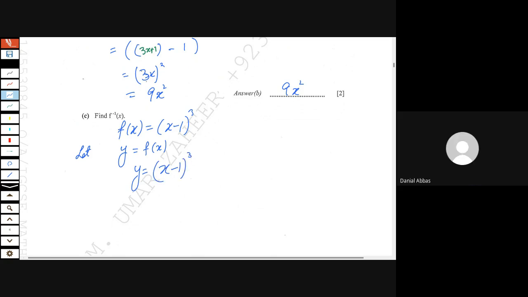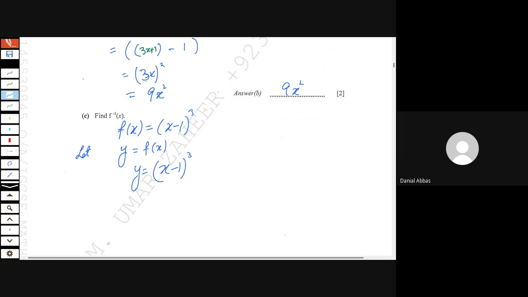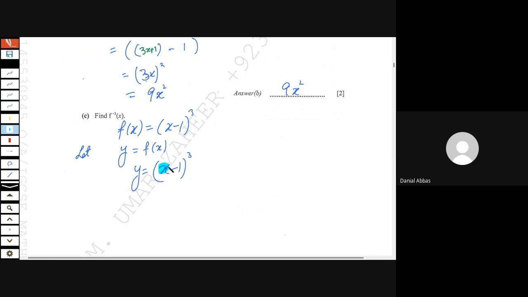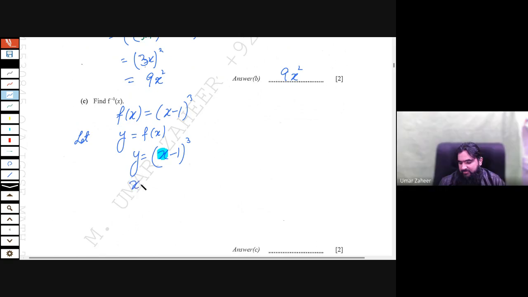Now what do we have to do? We have to make x the subject. So we have to switch the places. We have to apply the formula. We have to make x the subject. So what will we do?